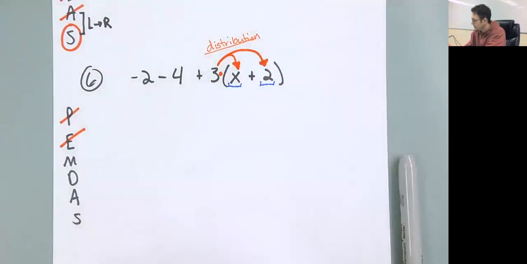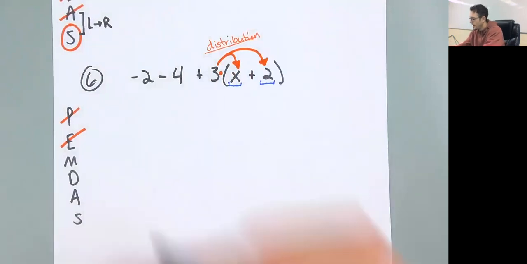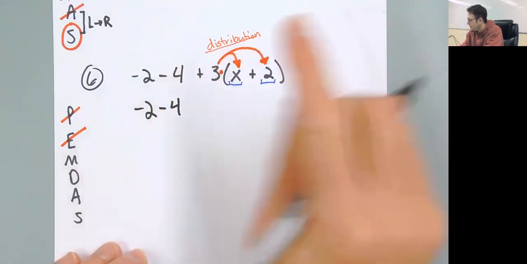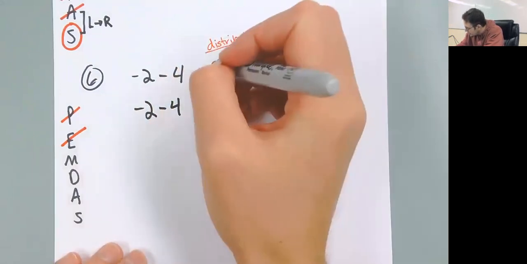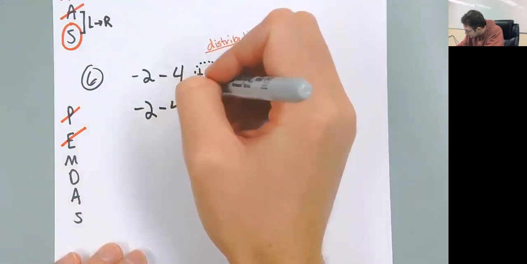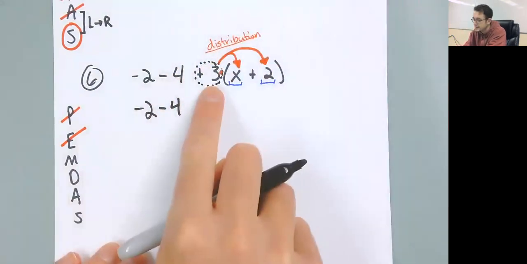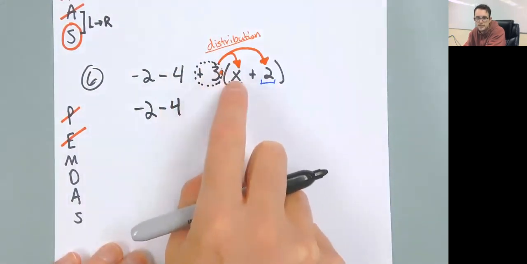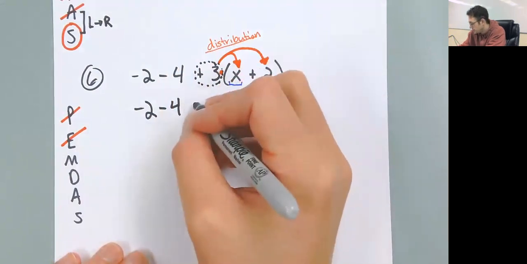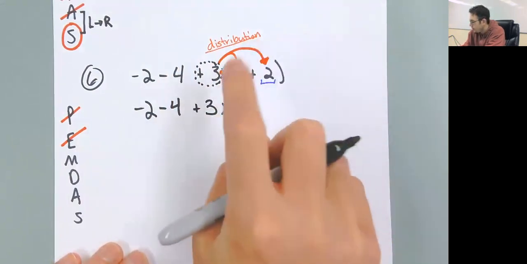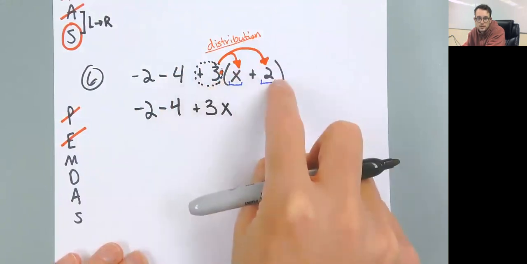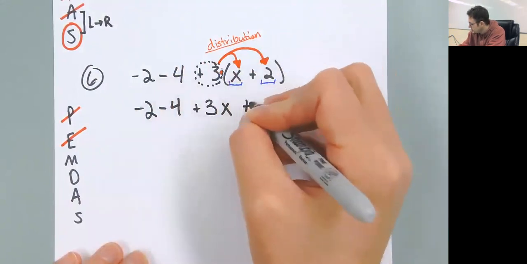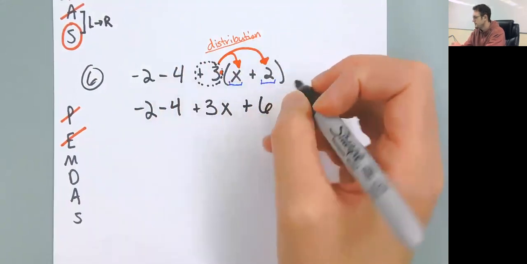So let's do the multiplication. I didn't touch the -2. I didn't touch the -4. Now I am using this positive 3x. So what's positive 3 times x? Positive 3x. What's positive 3 times positive 2? Positive 3 times positive 2 is positive 6. Okay.